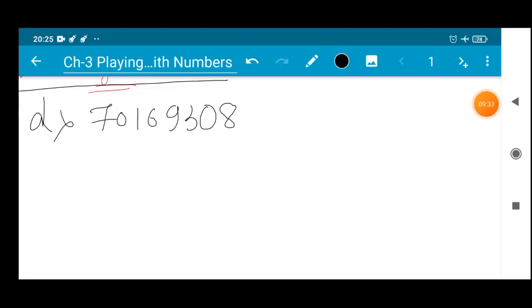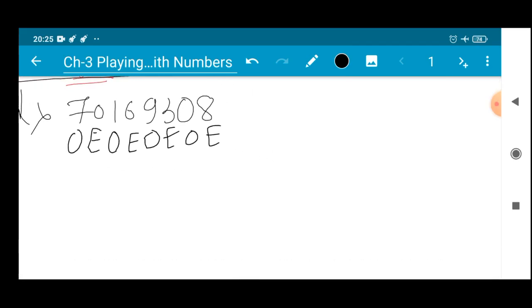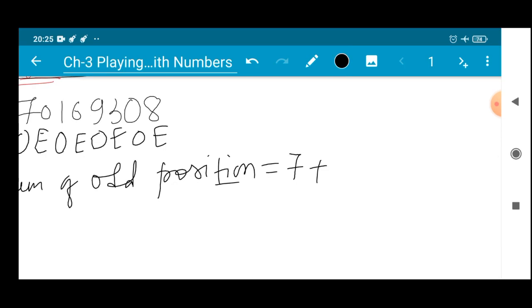So here we have the next part. It is part D, 70169308. So here also what we are going to do is differentiate the odd and the even position. So this is odd position, this is even position, odd, even, odd, even, odd, and then even, right? Now we have to find the sum of the odd position. What is there in the odd position? 7 plus 1 plus 9 plus 7 plus 1 plus 9 plus 0.